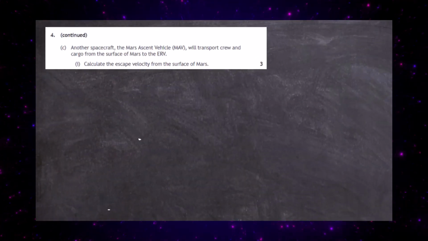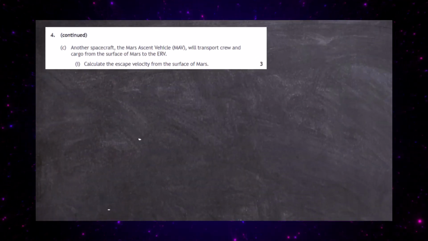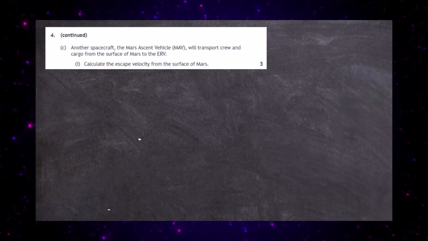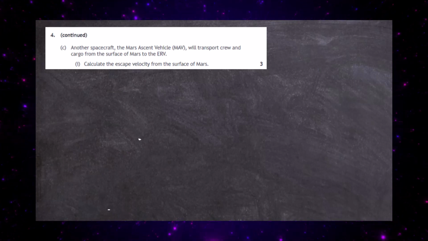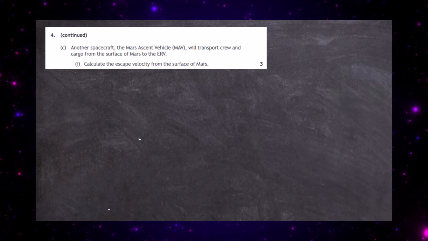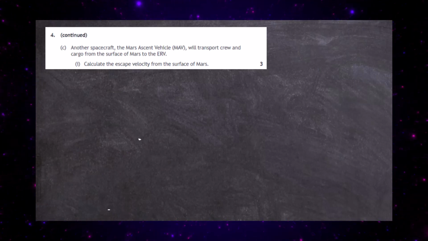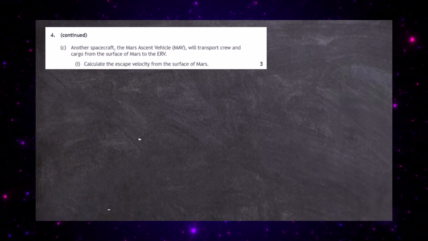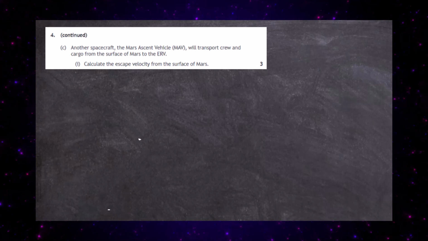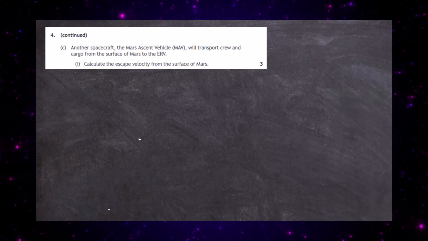Question 4, continued, part C. Another spacecraft, the Mars Ascent Vehicle MAV, will transport crew and cargo from the surface of Mars to the ERV. For 3 marks for part 4CI, we've got to calculate the escape velocity from the surface of Mars. Well, let's see how we do that then.